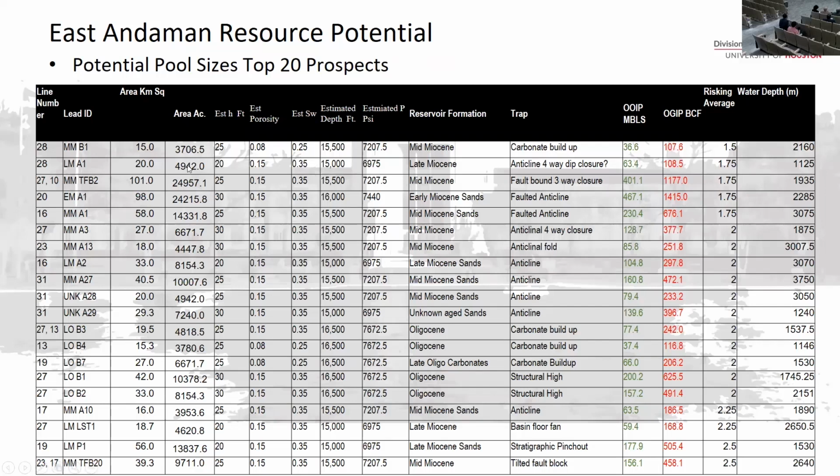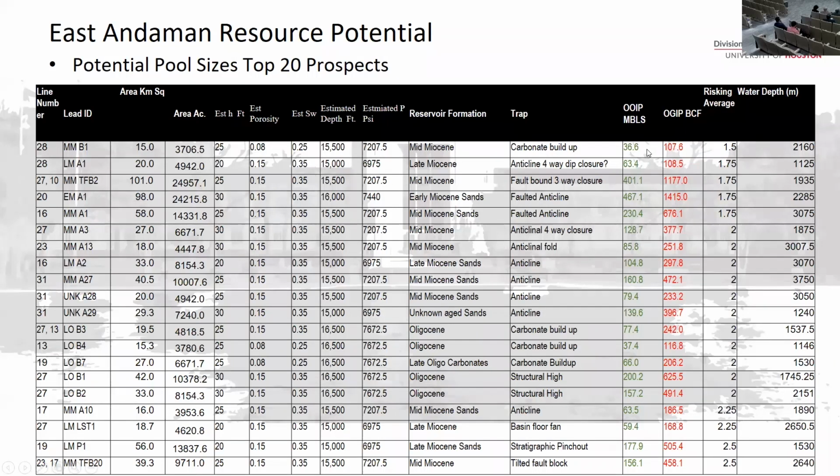These are 20 of the top plays in the area. I didn't have a lot of porosity or saturation values, so I had to make some assumptions, which I did. I was able to estimate the depth and, just using a hydrostatic gradient, calculate the reservoir pressures. And subsequently, I was able to do volumetrics for the top 20 plays. So I calculated both the potential for original oil in place and the potential for original gas in place. And so these would be individual plays, individual pools, if you will, if they were discovered as such.